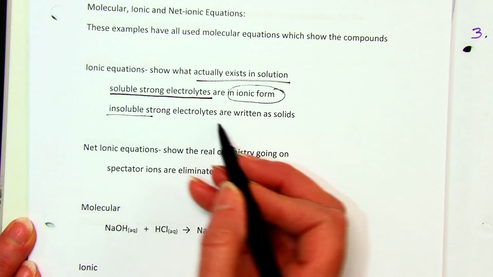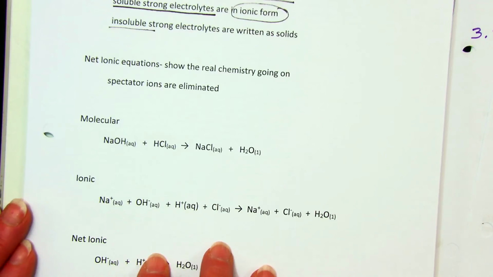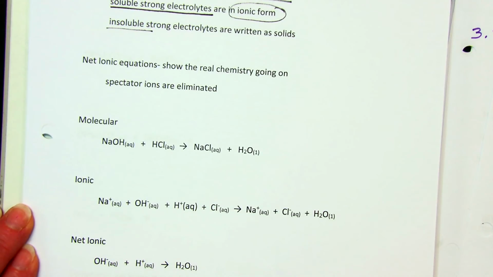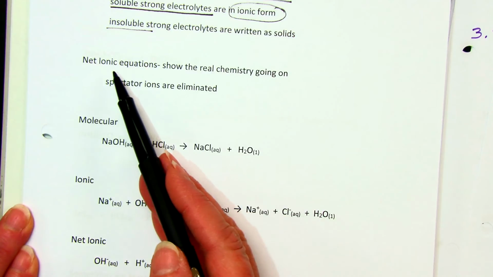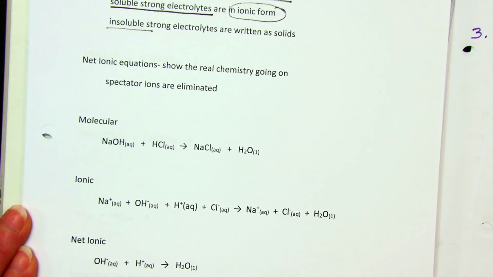Insoluble strong electrolytes, even though they're still strong electrolytes, and what does dissolve breaks apart into the ions, because it's not soluble, it's sitting in a lump on the bottom of the beaker, we write it as a solid in our equation, because that's what we would see with our molecular eye and our real eye. So let's look at some examples that show the ionic and the net ionic equations. And again, net ionic shows the real chemistry.